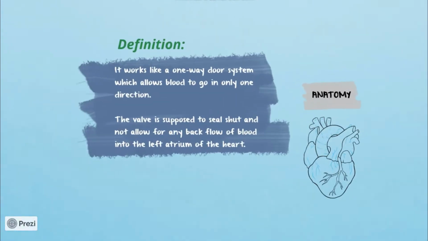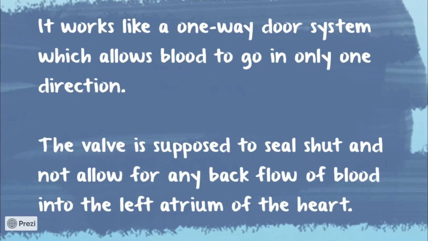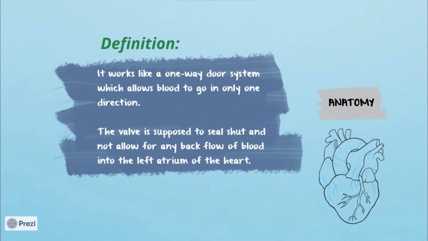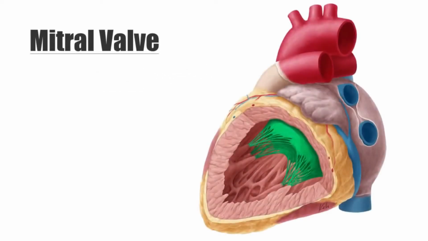But first, let's define mitral valve. Mitral valve works like a one-way door system which allows blood to go in only one direction. The valve is supposed to seal shut and not allow for any backflow of blood into the left atrium of the heart. I will show you a clip of the anatomy of mitral valve, also known as bicuspid valve.